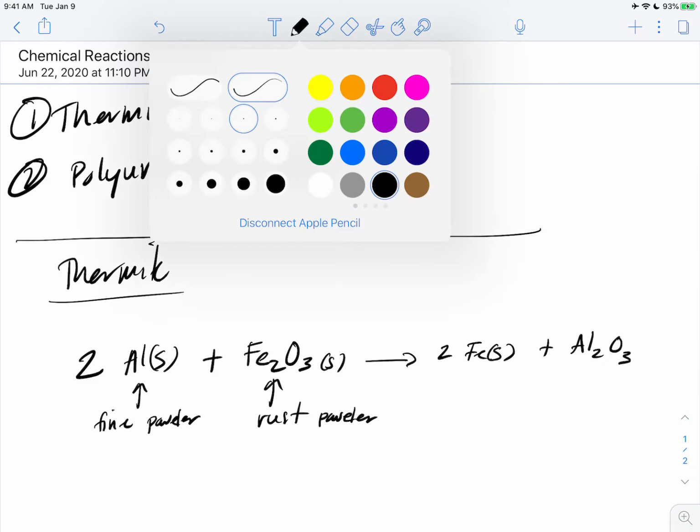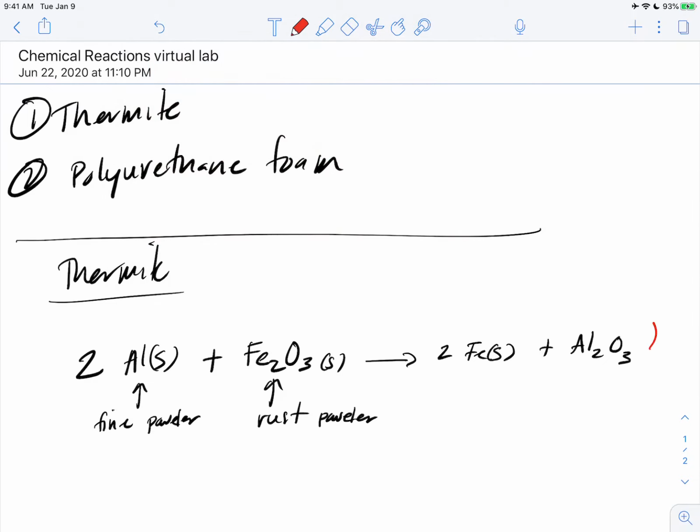And the amount of thermal energy released is 850 kilojoules per mole. Now that is insane. That is a lot, and so we'll see that. This releases a huge amount of thermal energy. And that's why it can be used for things like welding railroad tracks together.